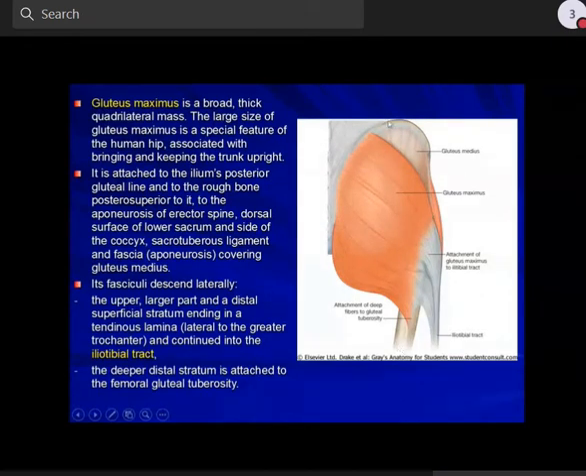So here is the gluteus maximus. Its greater part ends in the iliotibial tract and abducts the hip, and due to the iliotibial tract stabilizes both the hip and knee joint, and its deep, inferior part adducts the hip.